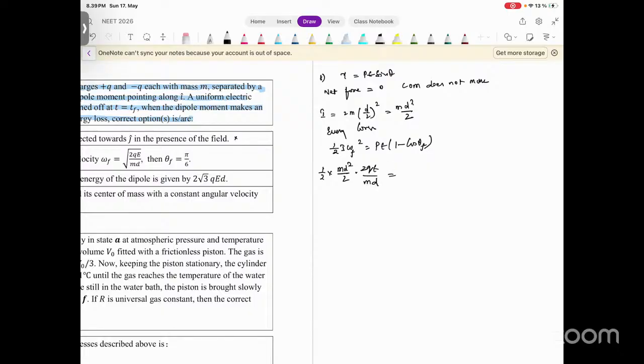That is equal to, Q, M, and this is your dipole. P equals Q into E into D, into 1 minus cos theta final. If I simplify this, 4, and this 2 and this 2 will get cancelled here. So this will be equal to QED divided by 2, which equals QED into 1 minus cos theta final. So QED will get cancelled. So cos theta final is coming out as 1 by 2. That means theta final must be equal to pi by 3.